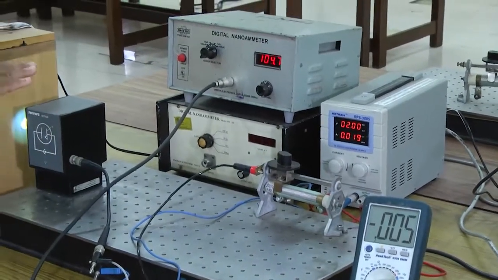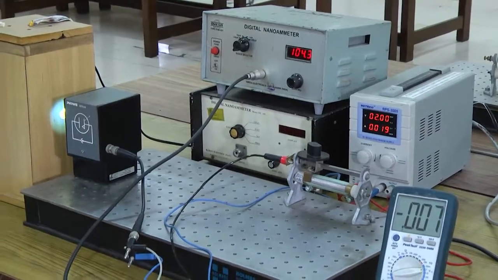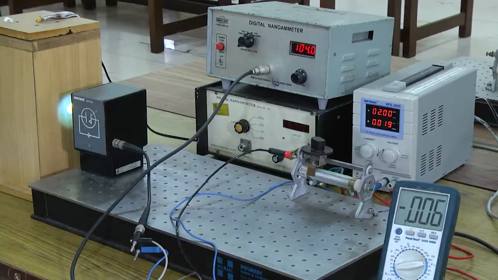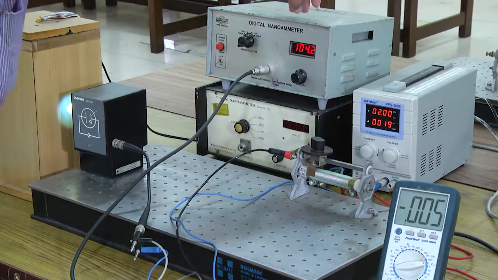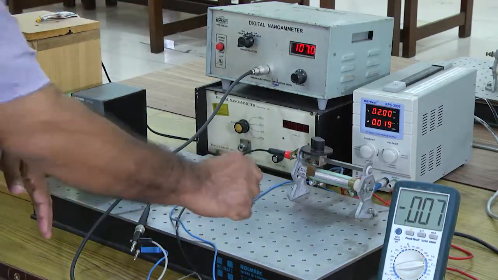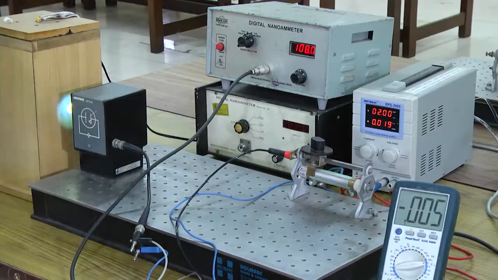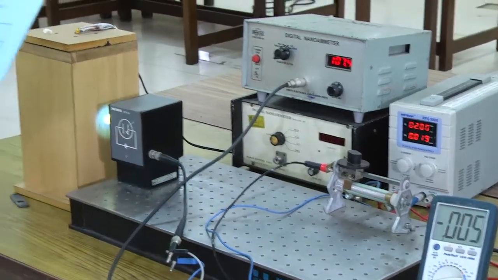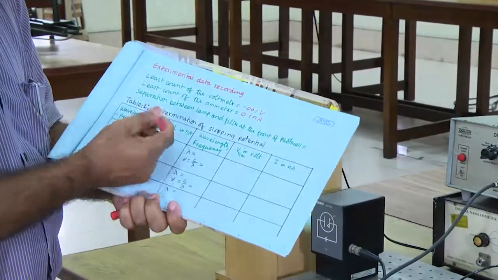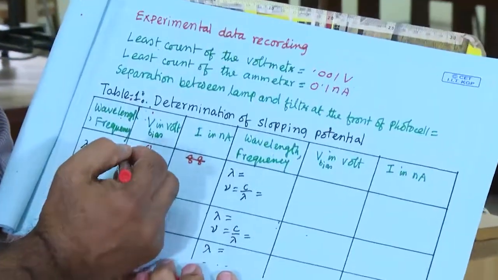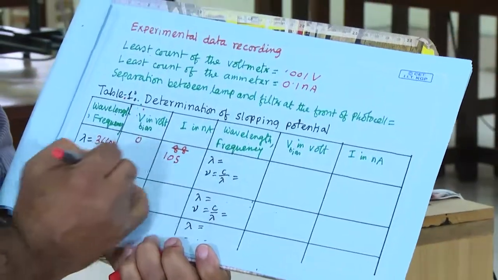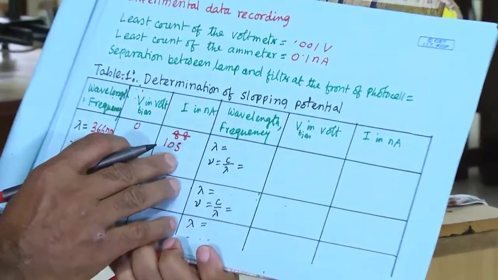So 0 voltage is given to the anode and the corresponding photocurrent earlier. There was some problem in the circuit, a loose connection, so I have corrected it. So actually it will not be 88, the reading is 0.5, okay, 0.5.